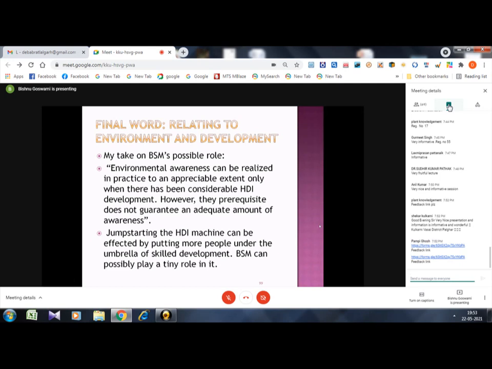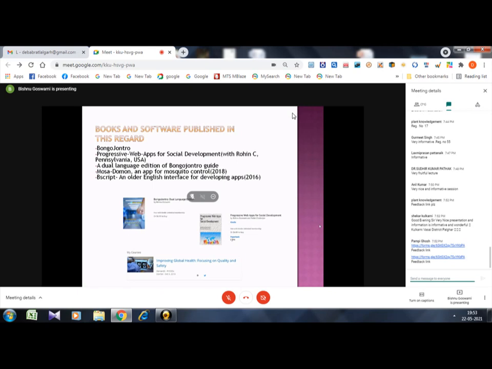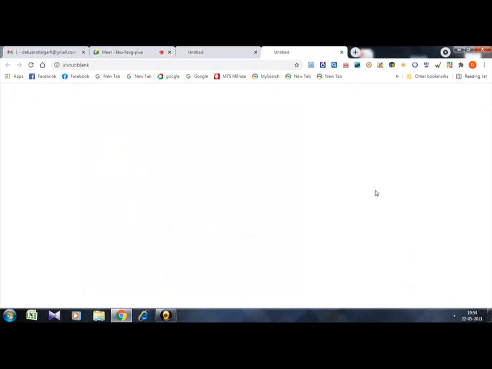And this is an area of active research, and I am doing some. I'm sending some papers to publications. So there is a little bit more work to be done here, but I think it can possibly play a tiny role in it. There are a few books and software published in this regard. One of them is Bongo Jantra, a book, in a dual language edition. We also made a book last year, Progressive Web Apps for Social Development.